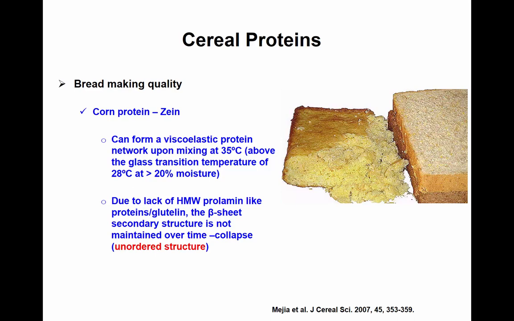These researchers used FTIR and looked at the beta sheet formation. They found that at dough development time, when they prepared it above the glass transition temperature at a particular moisture, the dough formed. However, when they let the dough rest before baking and monitored secondary structure by FTIR, they found that beta sheet went down compared to the wheat control, and random coil increased. So here they confirmed the importance of beta sheet formation and stability for the resulting texture of the bread.